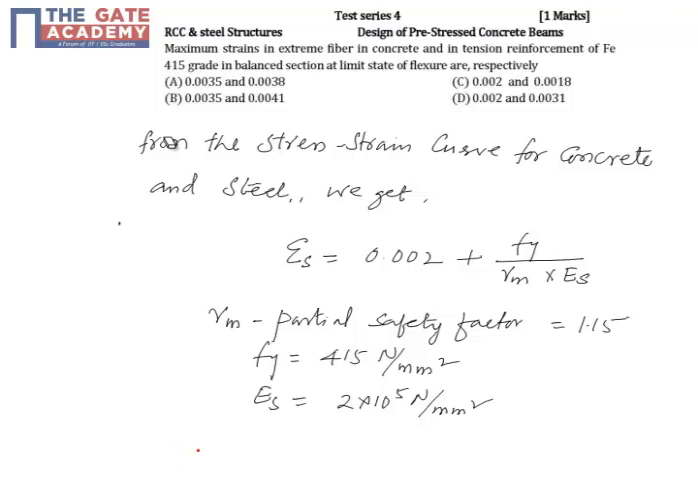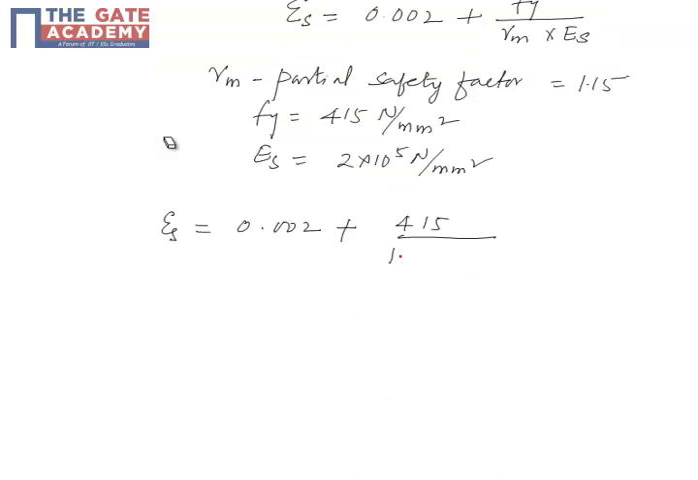So once we substitute all these values in this, we get the failure strain of steel as 0.002 plus 415 divided by 1.15 into 2 into 10 to the power 5. So this turns out to be 0.0038.